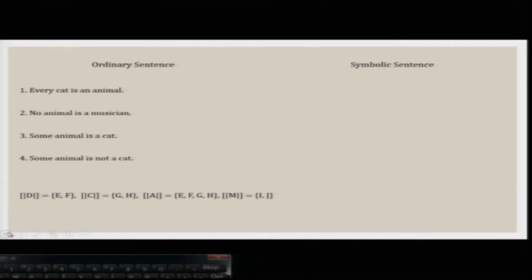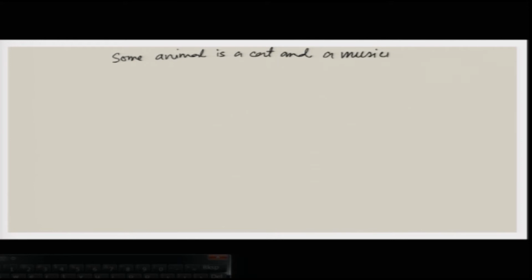Now, we may translate once again some other sentences. For example, we can now translate a sentence like: some animal is a cat and a musician. How do we translate this? We are saying there is at least one animal which is a cat and also a musician. I can say it this way: there exists at least one x such that it is an animal, and it is also a cat and a musician. Is it true? Definitely not, the way we have constructed our model. So, with respect to our model, this is a false sentence, but that does not matter. We are trying to translate it the way it is given.